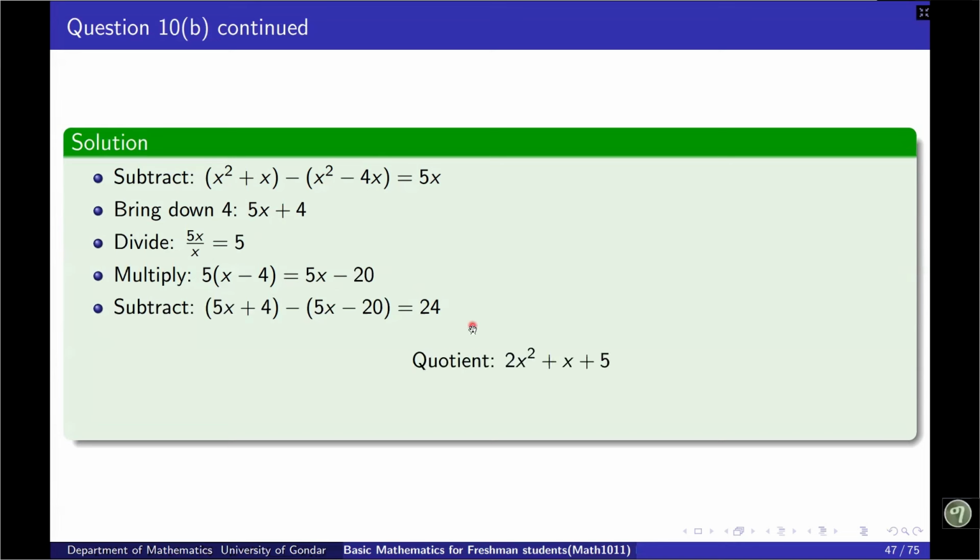Therefore, the quotient is 2x squared, which is obtained in the first step, x, which is obtained in the second step, and 5, which is obtained at this step. And the remainder is 24. Therefore, this is the final answer for this question.